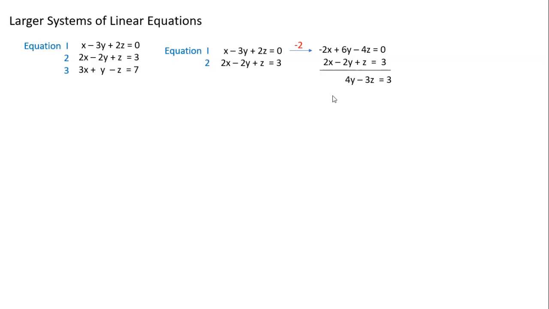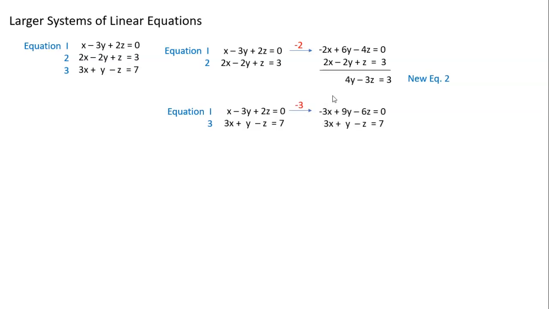Okay. Now I'm going to take a different order, and I'm going to use my equation 1 again. I'm going to get equations 1 and 3. Equation 1 is x minus 3y plus 2z equals 0. Equation 3 is 3x plus y minus z equals 7. I want to eliminate the x, so I want to multiply equation 1 by -3. Okay, so let me do that. I'm going to get this.